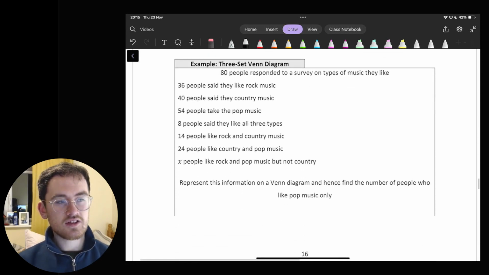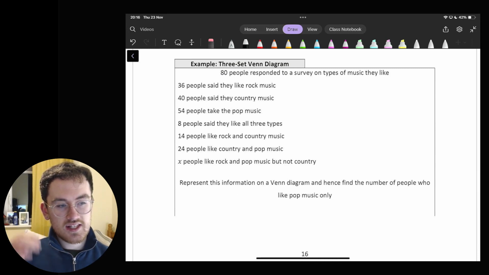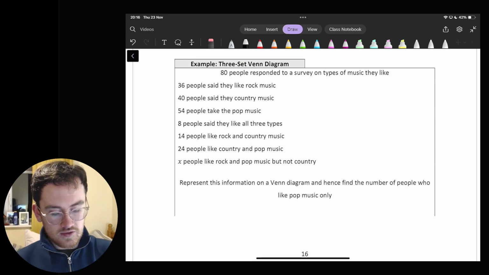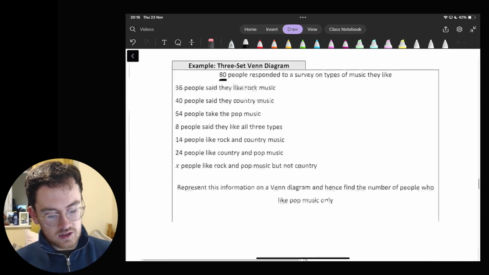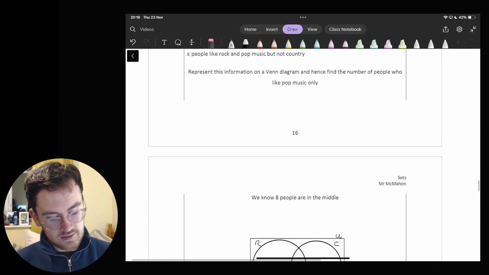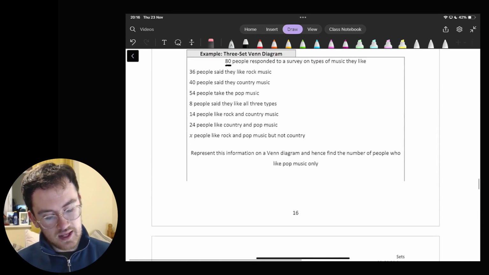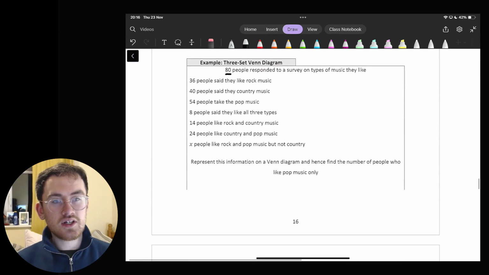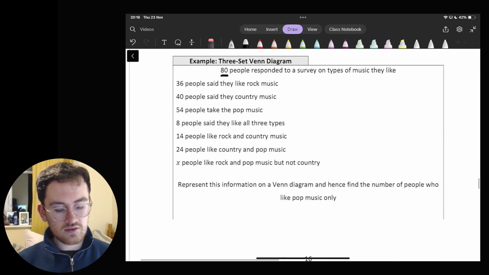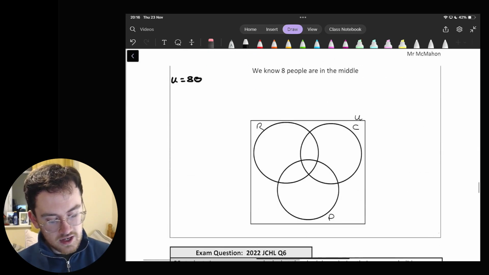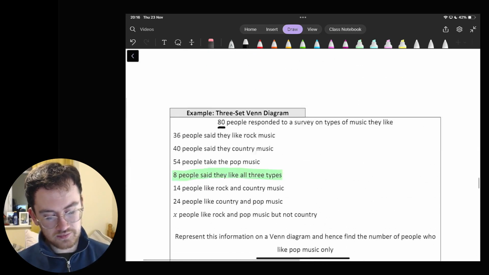So looking at this 3-set Venn diagram next as another example. We're told 80 people responded to a survey. So there's 80 people altogether, and I know straight away that my universal set is 80 people. 36 said they like rock music, 40 said they like country, 54 like pop. 8 said they like all 3 types. So the 8 who like all 3 types are going to be in the very middle, so let's put them in.